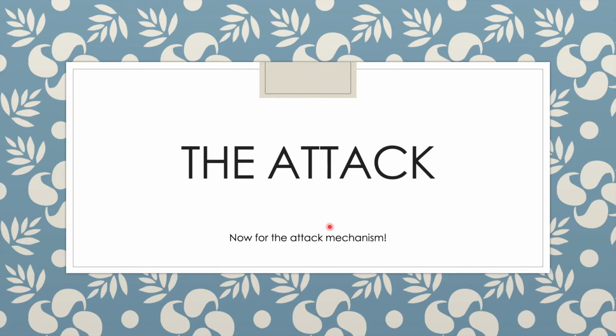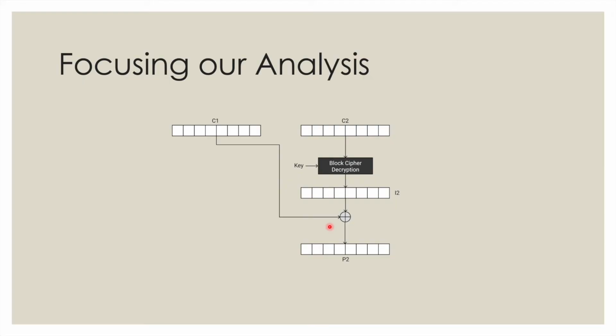But how does the attack actually happen? Let's focus our attention on a single unit of the decryption process. We've seen this diagram before, but let's first agree on some notation. We want to obtain the plain text corresponding to this ciphertext block. Let's call this C2. C2 will be put through the block cipher decryption algorithm, generating some kind of output. Let's call this output an intermediate state and label it I2.